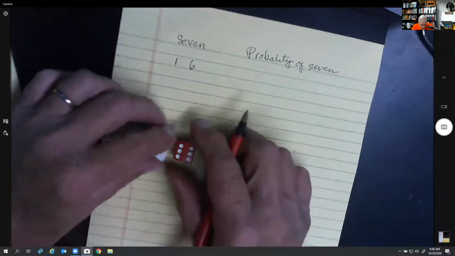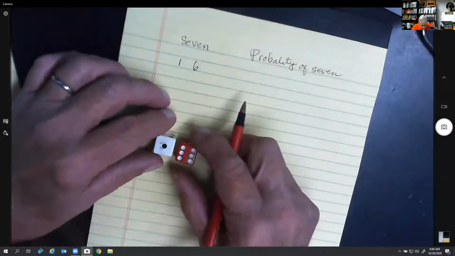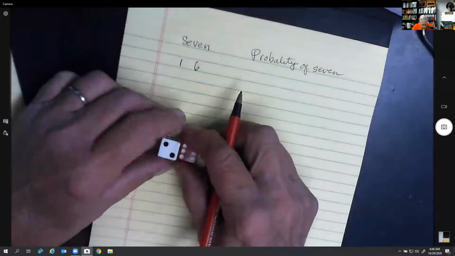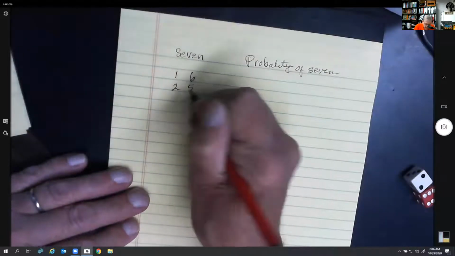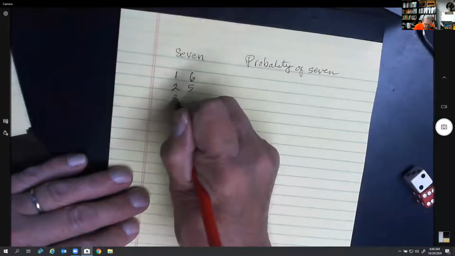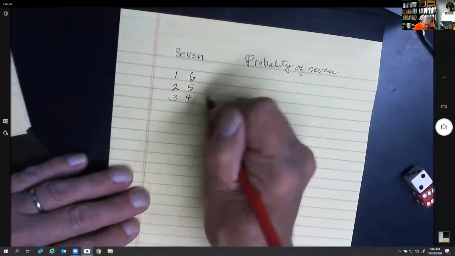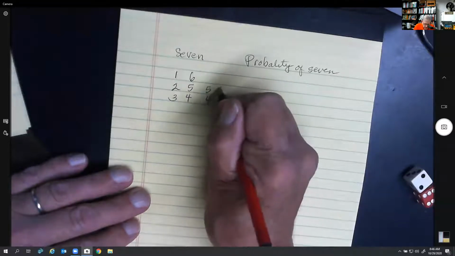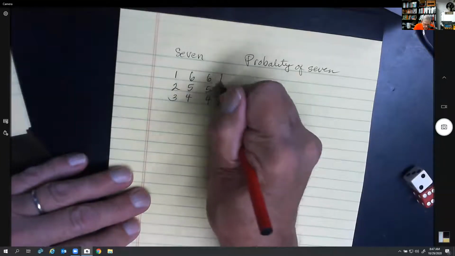Can you see those okay? I could have a 2 and a 6, see, that is not going to give me 7. So I need a 1 and a 6, a 2 and a 5, a 3 and a 4. Then I could switch them around. I could have a 4 and a 3, a 5 and a 2, and a 6 and a 1.